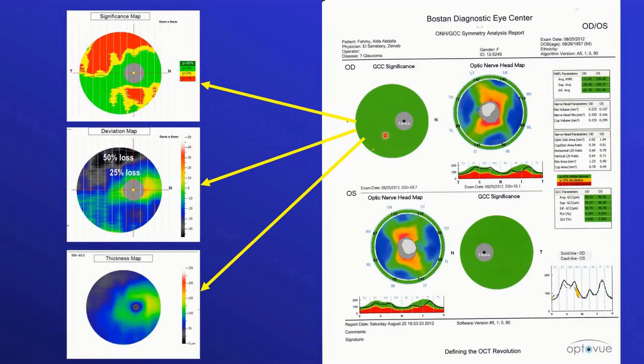Here you can have one of three things. It can be a significance map, or it can be thickness, or it can be a deviation map. A deviation map in black means there is 50% loss of the tissues here, 25% will be in blue. As usual, red means it occurs in 1%, yellow means it occurs in 5%.